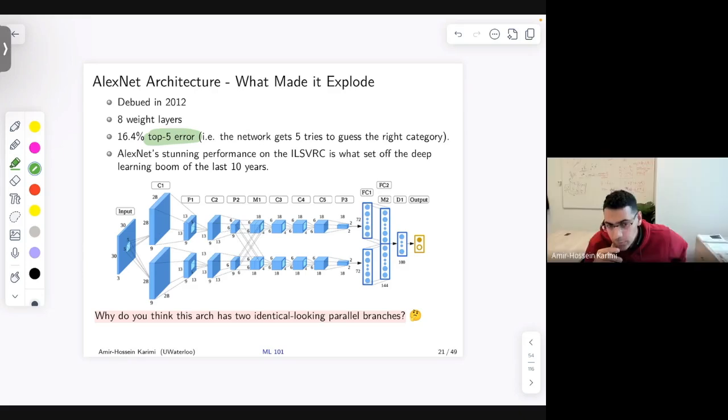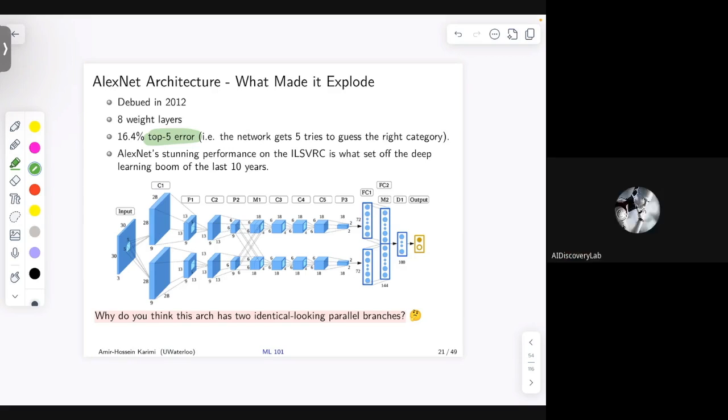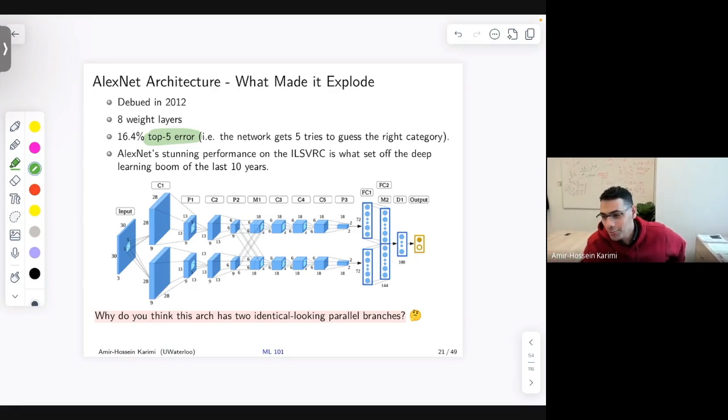Okay. But the question is, why is it that these two branches are identical? Why have two? Why not put it all together in one branch? So the reason is not anything to do with the computation, at least on paper, but because the hardware at the time didn't enable this whole model to be loaded into it.